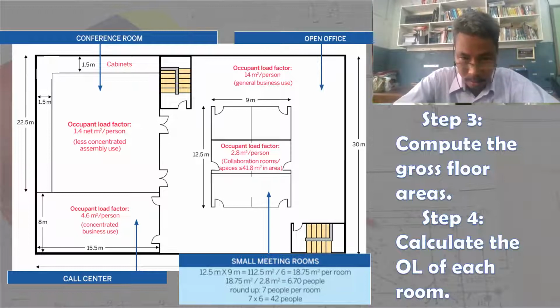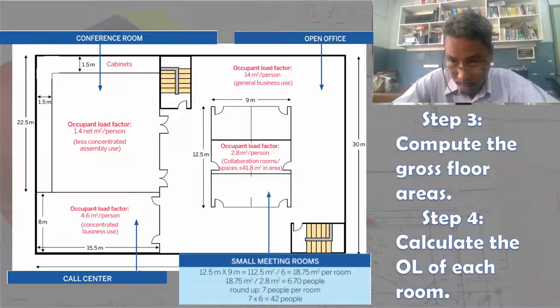And therefore, we can only use what? The collaboration room spaces with less than 41.8 square meter, which is 2.8 square meter per person. So therefore, 18.75 square meter divided by 2.8 square meter, that is equal to 6.7 people. Round up, so let us round up to the nearest digit, that is 7 people per room. And there are 6 different small meeting rooms, so 7 times 6, that is 42 people.